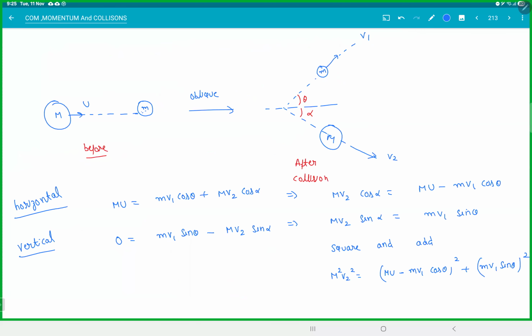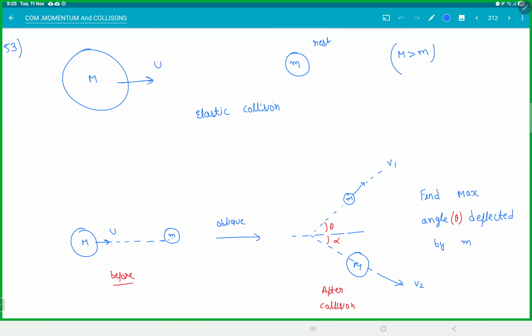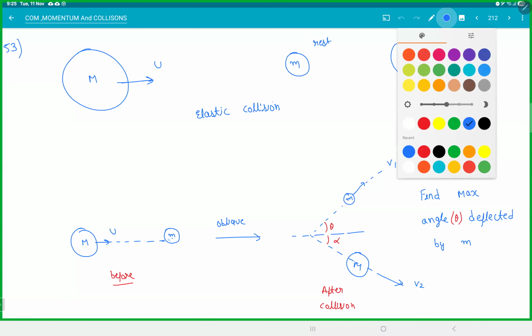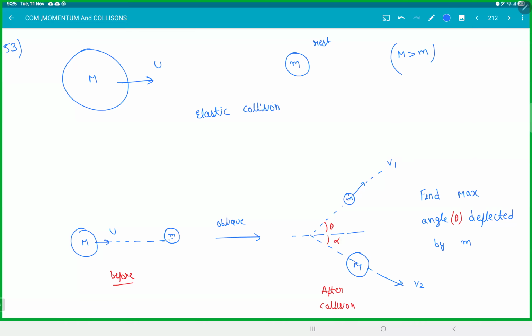Let's just check the equations again. Horizontal momentum is mu is equal to, okay. I think I got the mistake. I did something completely wrong. You're not asking maximum angle deflected by small m. You're asking maximum deflected by capital M. There, that was the mistake. I did completely something different. The question is find maximum alpha, not the small one. That thing can deflect anything, whatever it wants. That was a mistake. You have to find alpha.